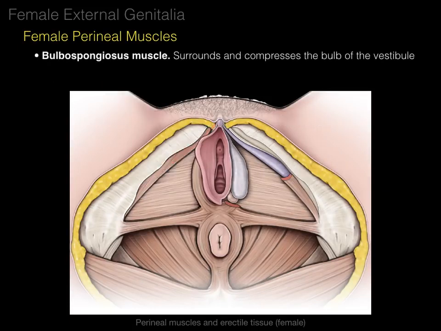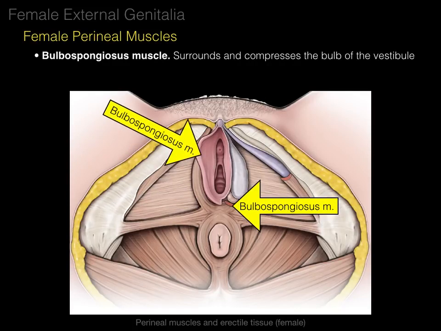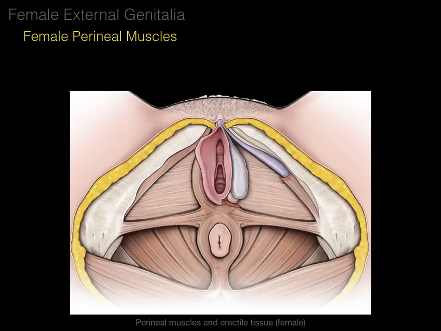Now, another muscle is called the bulbospongiosus muscle. And so there's the bulbospongiosus muscle, and it surrounds and compresses the bulb of the vestibule. You see the bulbospongiosus, most of it on that side, and the other side it's cut. But you can see how it would cover the bulb of the vestibule, that erectile tissue. So it surrounds and compresses it during erection, and also rhythmically contracts during orgasm. And you can see the bulb deep to the bulbospongiosus on the right.